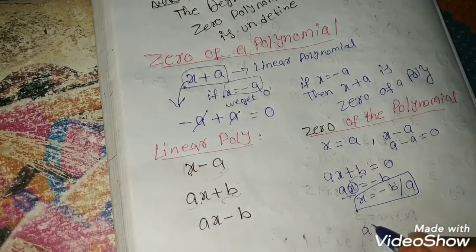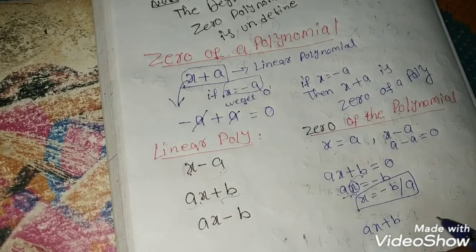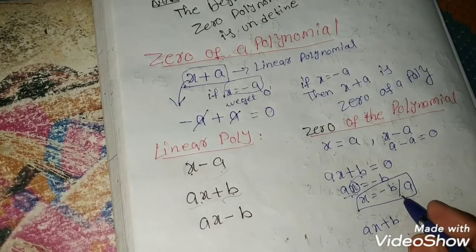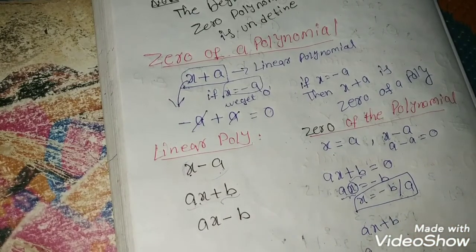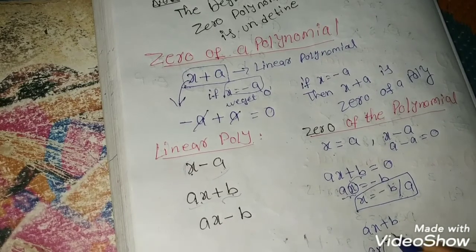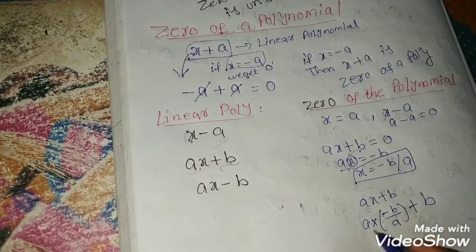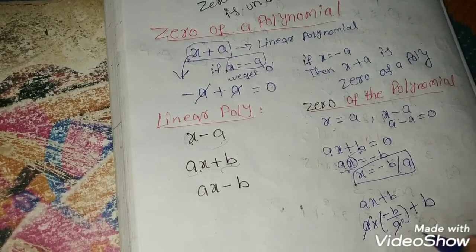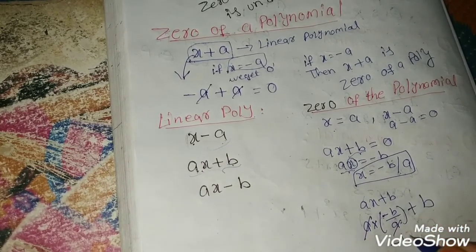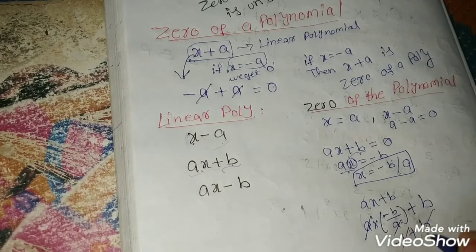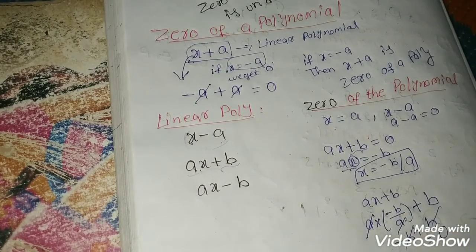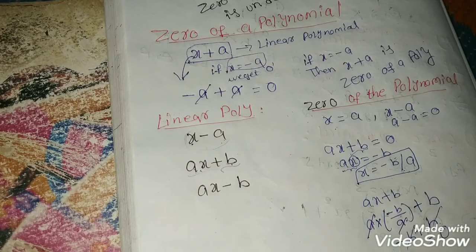Check. ax plus b. What do we put in the x place? Minus b by a. So a into minus b by a plus b. See, a gets cancelled, and what remains? Minus b plus b. What is minus b plus b? We get 0. Of course, this is also the zero of the polynomial.